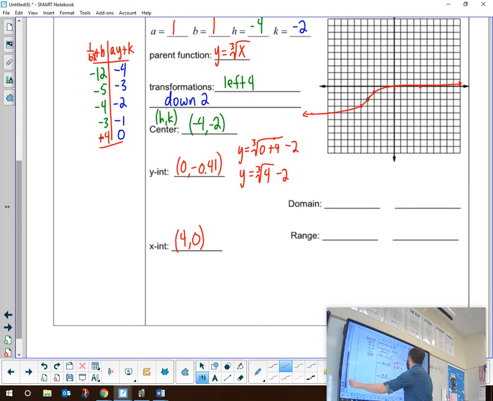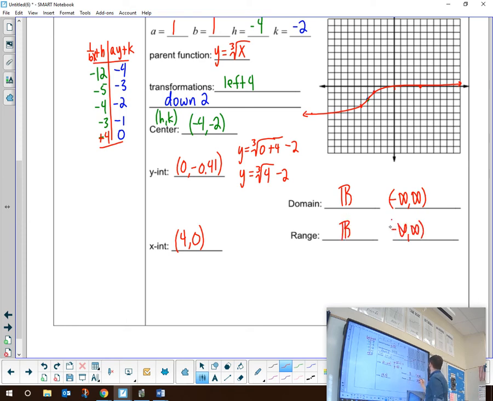And then lastly, my domain and my range. The great thing about these graphs, just like cubic functions, your domain and range are going to be all real numbers, negative infinity to positive infinity. So we have that, all real numbers, negative infinity to positive infinity. All right, so that's kind of a quick breakdown. Let's turn the page and let's try another.